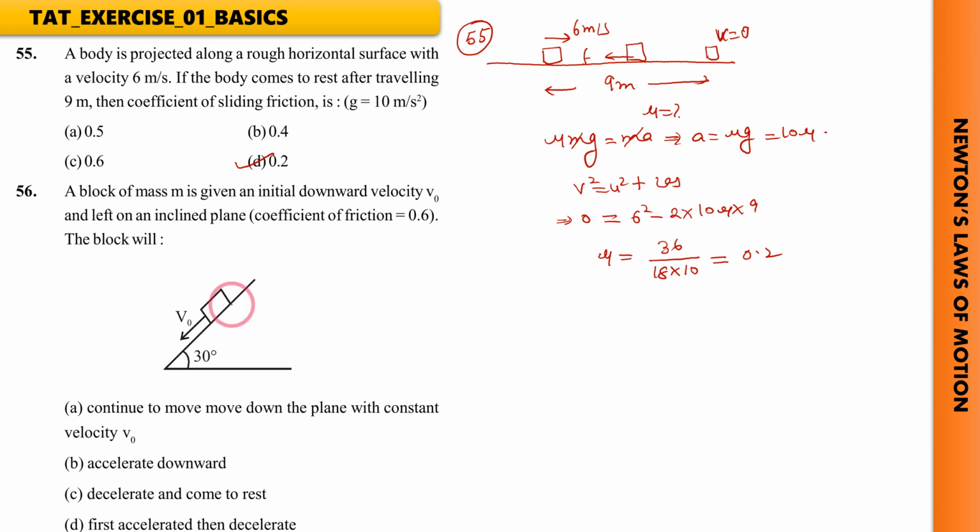In question 56, the block is sliding down. So what will happen in this case to the block? What we see here is tan 30, which is 1 upon root 3, and it is slightly less than 0.6, which is the coefficient of friction. So here the mu is dominating over the inclination, so the block has a stopping tendency, meaning a retardation tendency. The speed of the block is decreasing and it will stop at some point of time. So the answer to this is C.